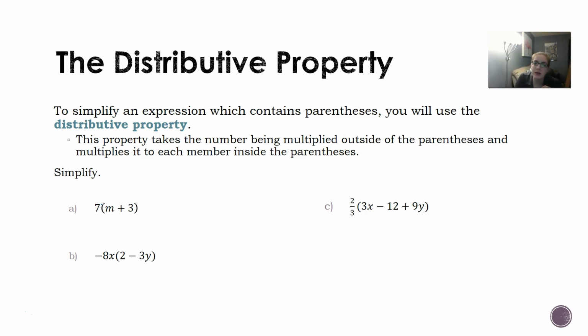The only way to get rid of those parentheses is to take what's being multiplied out front, which happens to be a 7, and multiply it to each term inside those parentheses. So let's take the 7, multiply it by the m, and take the 7 again and multiply it by the 3. So 7 times m is 7m, and 7 times 3 is 21.